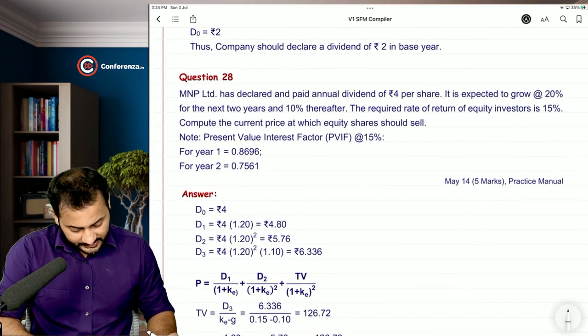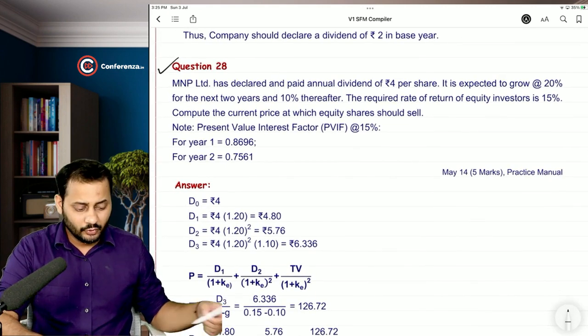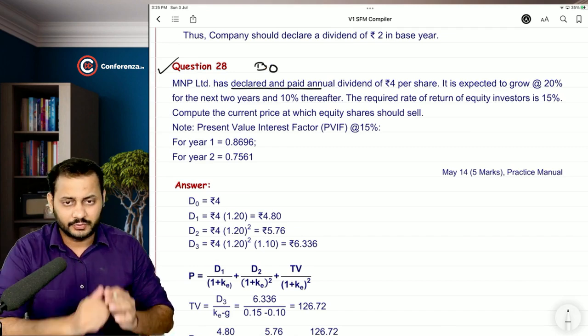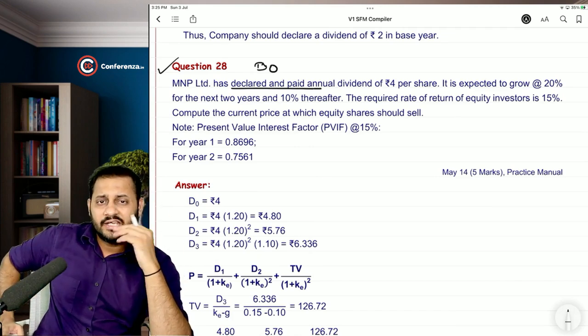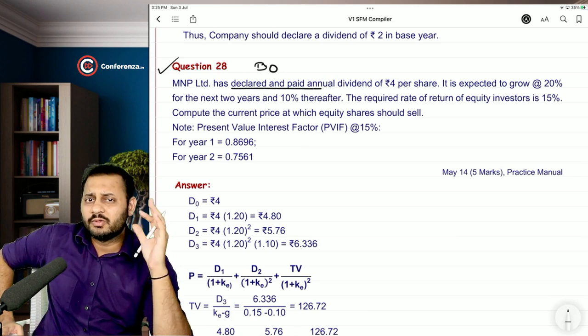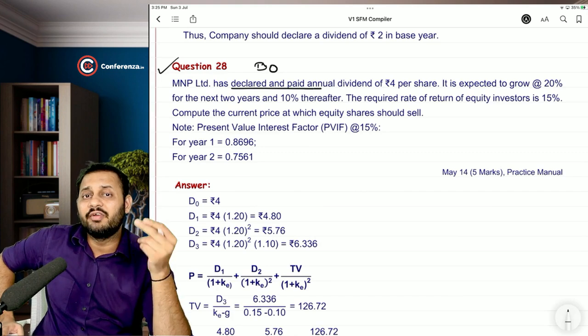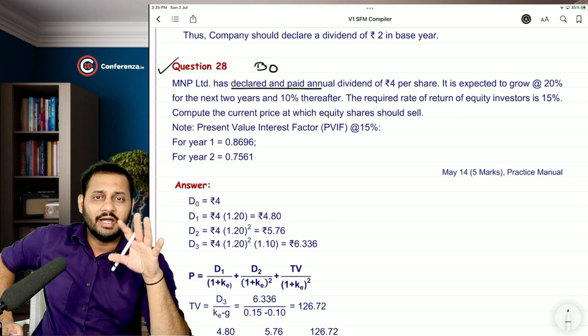Question number 28 is something where I think we should be taking it. We'll just do it. Have a look at this. MNP Limited is a company that has declared and paid. Underline the words declared and paid. It goes to D0. Come out of that previous question and focus on this one. In every question you will learn something. Forget about the question; just understand and remember the learnings that you are getting in every question. If there is no learning, that question is not useful at all.